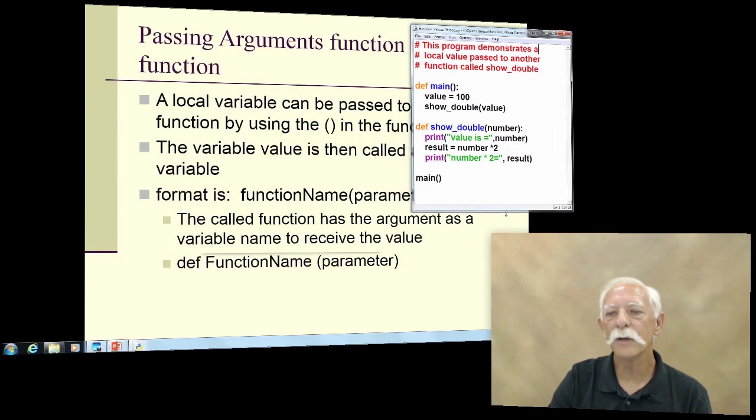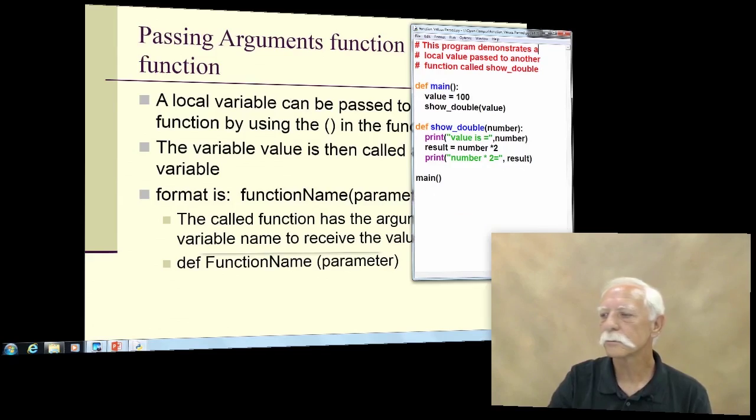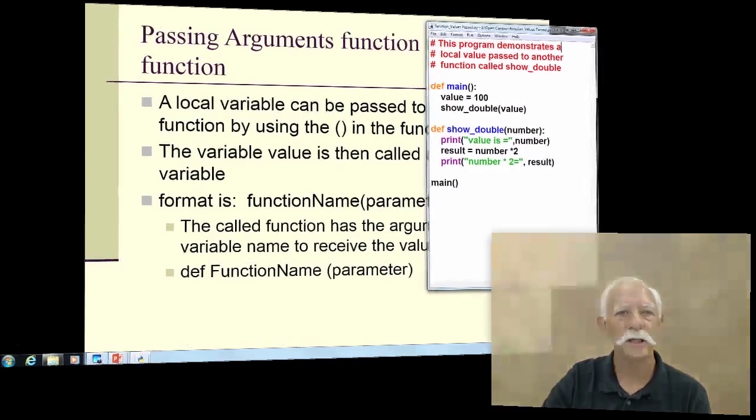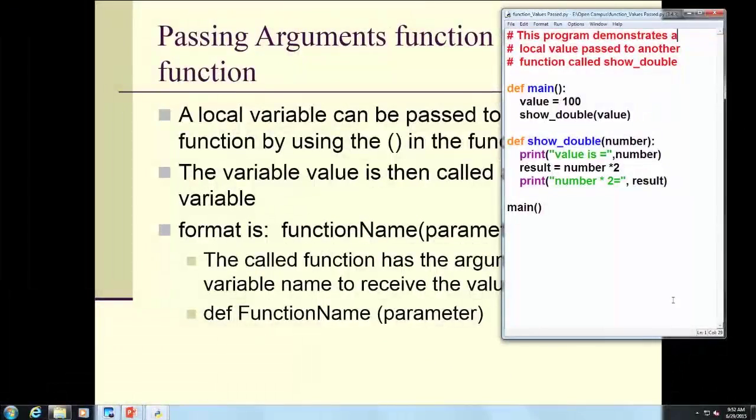So what we have now is in Python. Let me get that over so you can see it. The program demonstrates, it's just some comments again, but here we're going to use main, which is the main function that I've written. It has a value of 100, and then right here, show double value. What we're going to do is take that value, which is a variable name, and put it in the parentheses when we call show double.